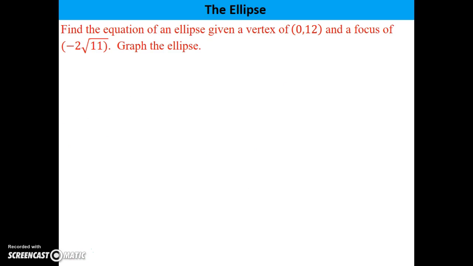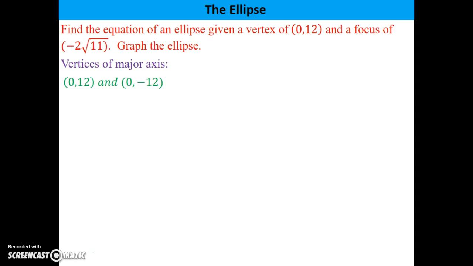This says find the equation of an ellipse given a vertex. So we don't know the center, but we do know one of the vertices and a focus. And then it says to graph the ellipse. So we start from what we know about the vertex. The vertex lies along either the major or the minor axis. One of them is 0, 12. So the other one is going to have to be 0, -12.